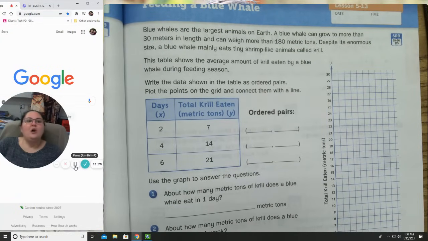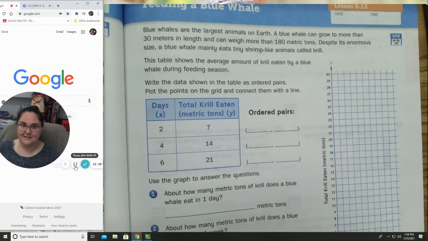Blue whales are the largest animals on Earth. A blue whale can grow more than 30 meters in length and can weigh more than 180 metric tons. Despite its enormous size, a blue whale mainly eats shrimp-like animals called krill. This table shows an average amount of krill eaten by a blue whale during a feeding season.